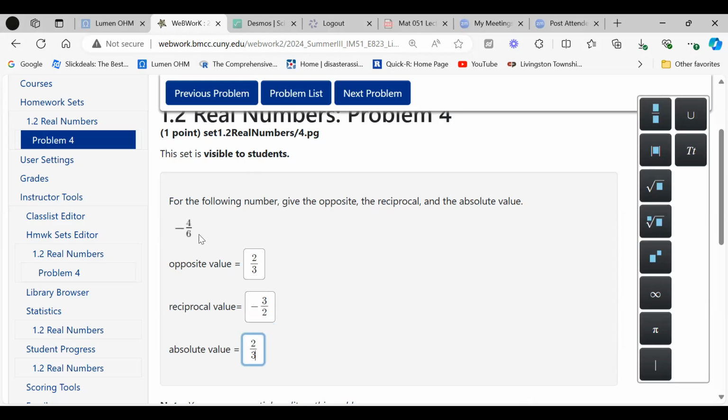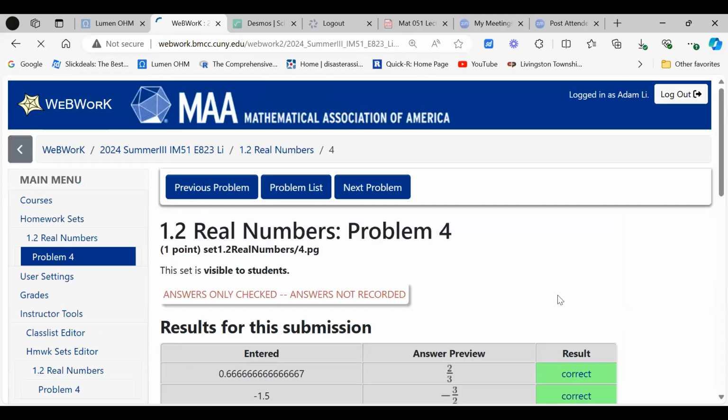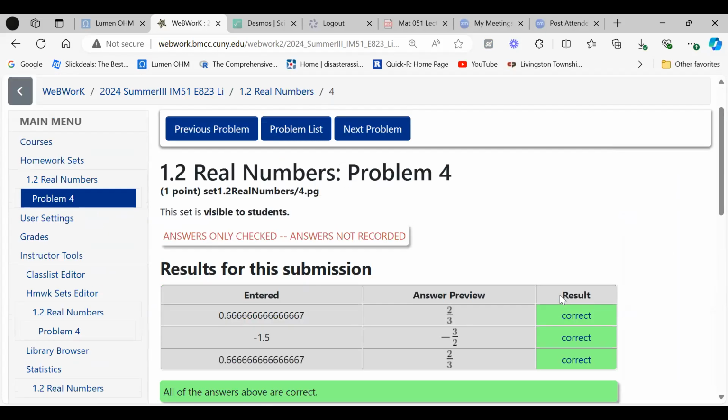Reduce it first, right? It becomes -2/3. And opposite will be the opposite sign, actually 2/3. Reciprocal will be reverse the top and bottom, -3/2. Absolute value becomes 2/3. Let me check it. Yep. That's all good. Any question before we end the class?